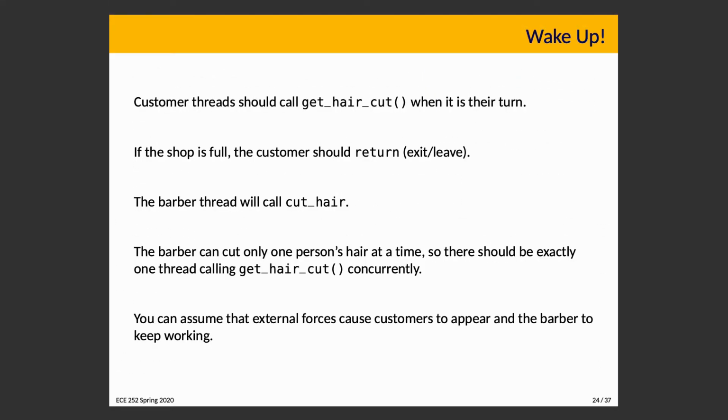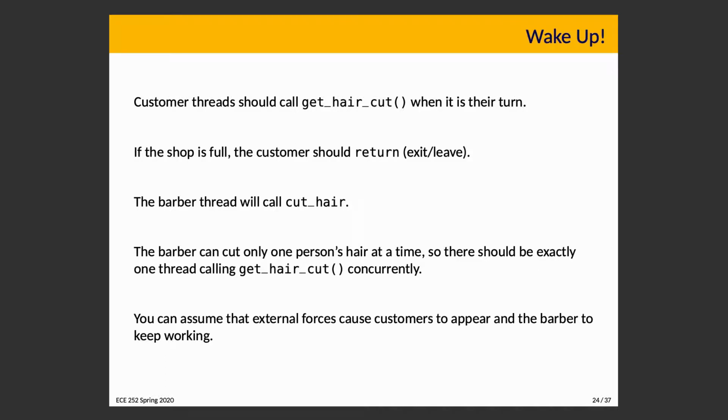So, if I wanted you to implement this, I would give you the following information. I would say customer threads should call the function getHairCut when it is their turn. If the shop is full, that is, the barber is currently busy and all the chairs are filled, then customers should use the return statement, that is, they just give up and leave. And the barber thread will call cutHair when a customer is waiting and is ready. And the barber can only cut one person's hair at a time, so obviously only one thread should be calling getHairCut concurrently.